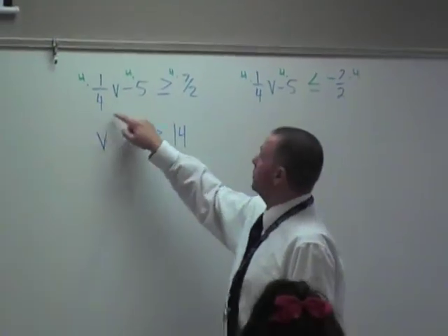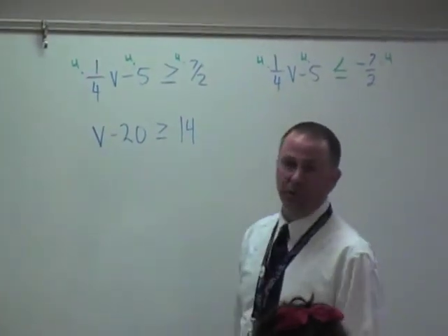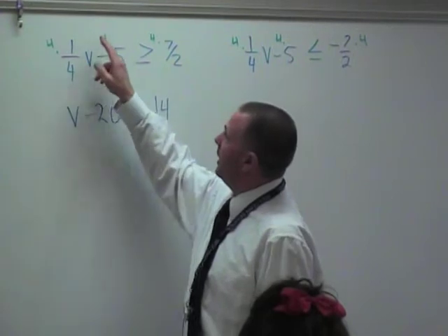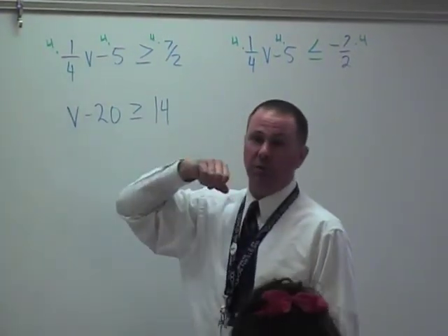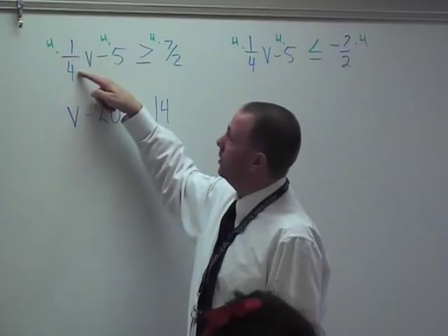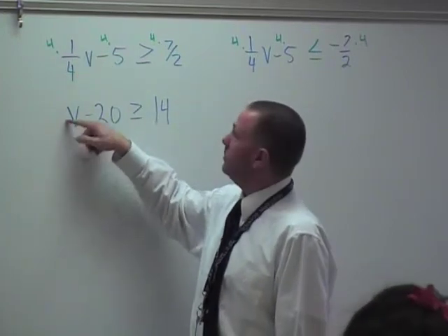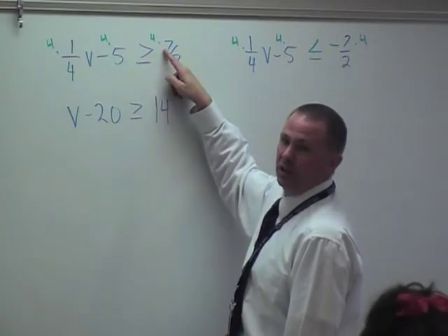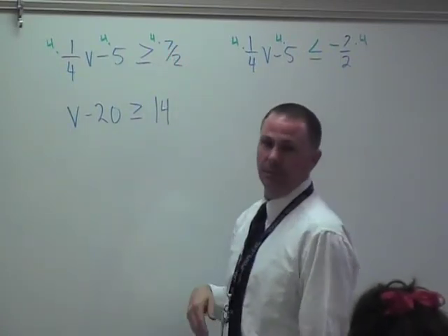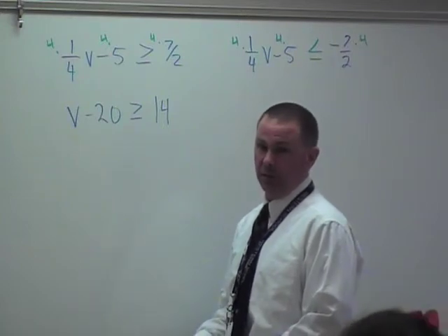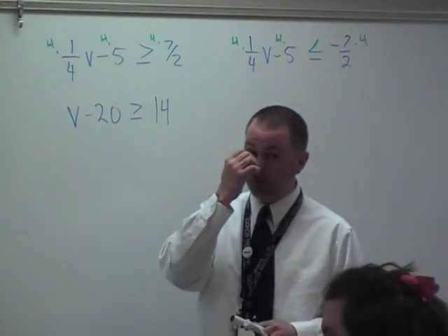What's our common denominator between 4 and 2 and 1? 4. So if I multiply everything by 4, and that's the rule when you multiply, you gotta multiply every term. 4 times 1 is 4, 4 over 4 is 1b. 4 times 5 is 20. 4 times 7 is 28. 28 over 2 is 14. So they just reduce when you multiply by a common denominator. And that's something everybody in here is supposed to be able to do.